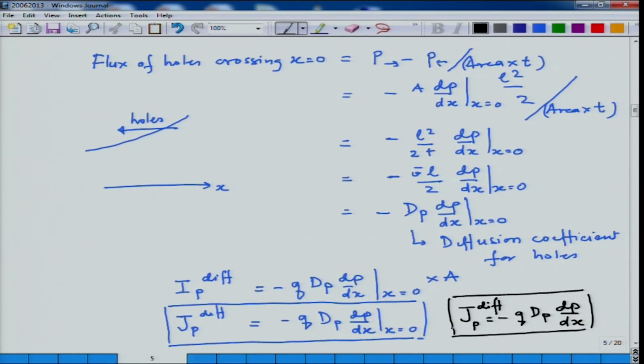So, this would be the diffusion current due to holes. In the same manner, one can do a similar analysis and find the diffusion current due to electrons, and here there is going to be a change because this is now going to be positive. Why? It is going to be positive because conventionally the current is in the opposite direction to the motion of electrons, and the diffusion current due to electrons will be given by this expression.